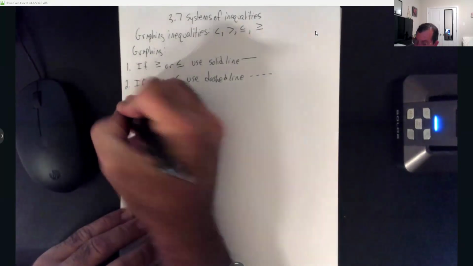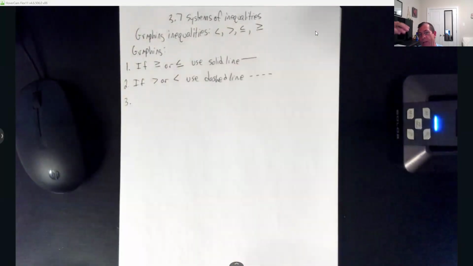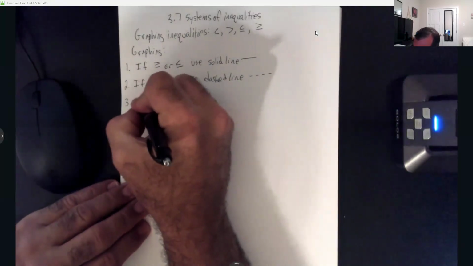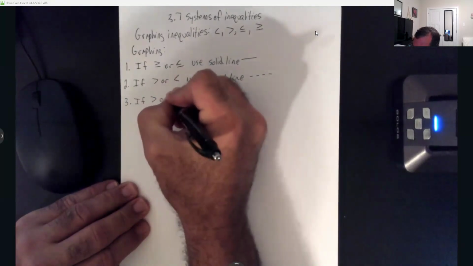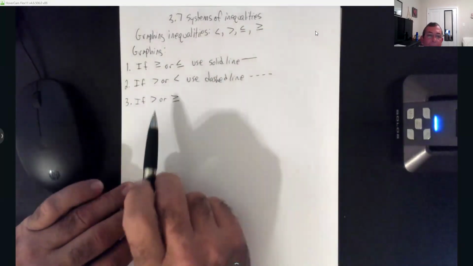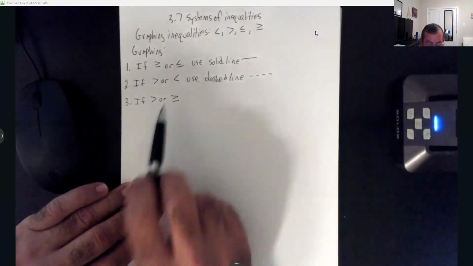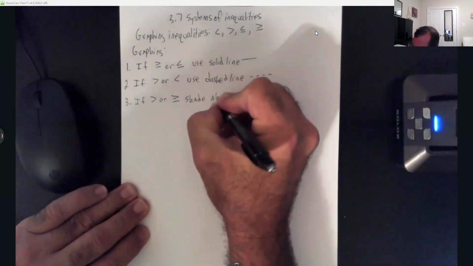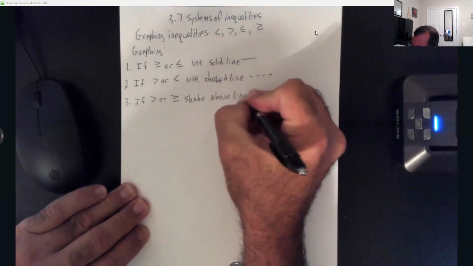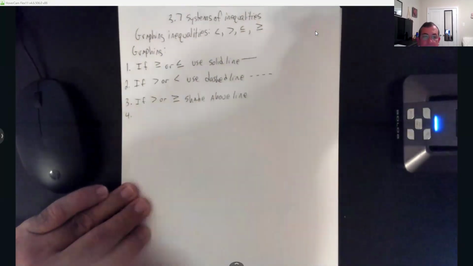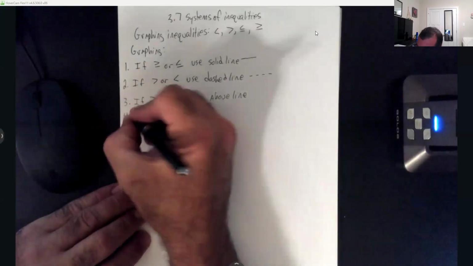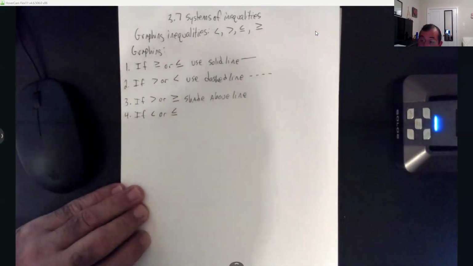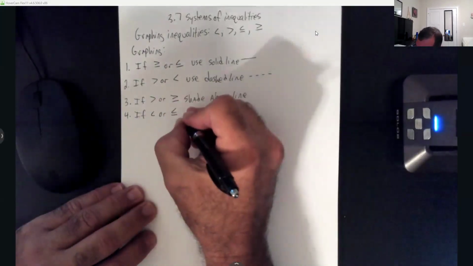Then we figure whether we're going to shade above the line or below the line. So if it's greater than or equal, so as long as it's greater than, we're going to shade above the line. And then if it's less than or less than or equal, we're going to shade below the line.